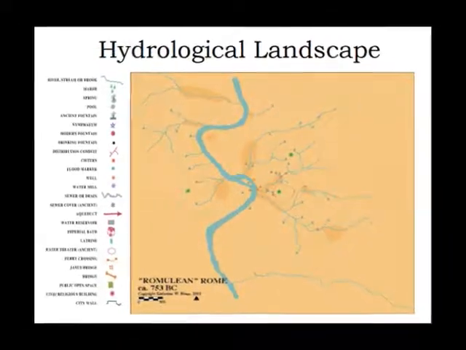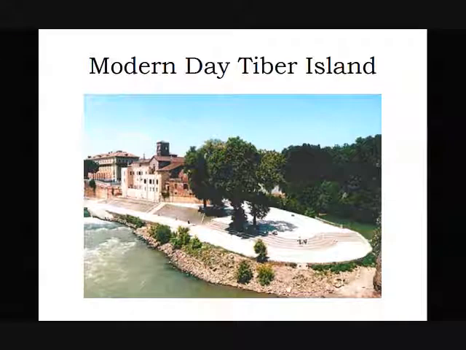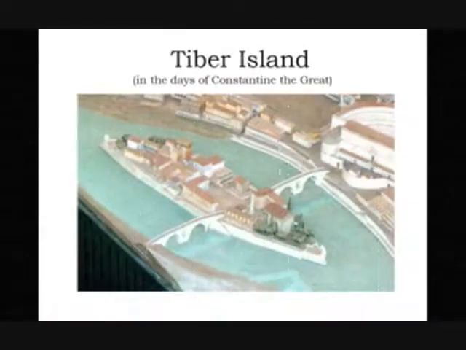This is the hydrological landscape. This is a picture of the modern-day Tiber Island, and then this is a picture of what Tiber Island was thought to look like in the days of Constantine the Great.